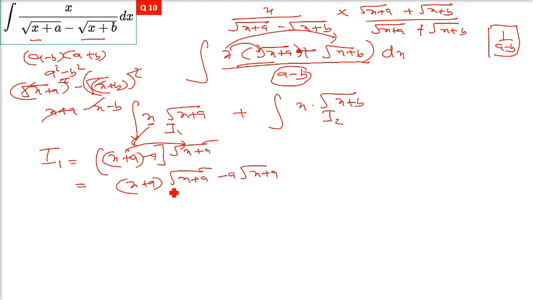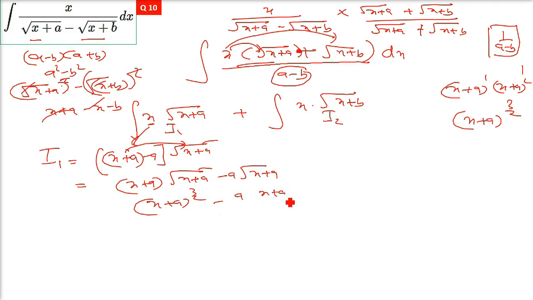Next is the integration. So we have x plus a to the power 1 under root x plus a. So this is x plus a to the power half. So x plus a to the power 3 by 2. So when you integrate it, x plus a to the power 3 by 2, and this is going to be a into x plus a to the power half. And you know the integration now.